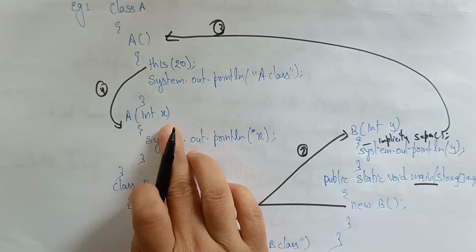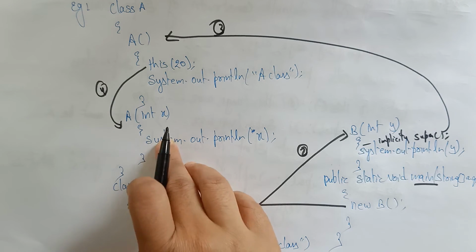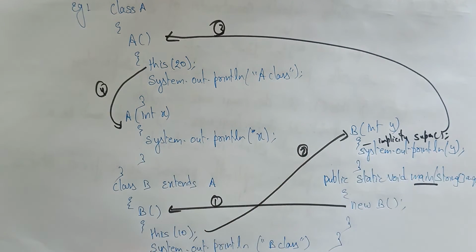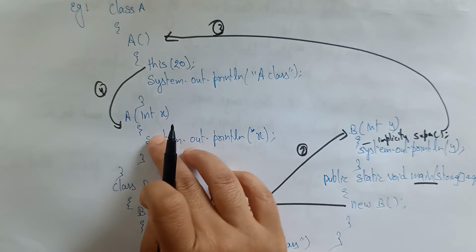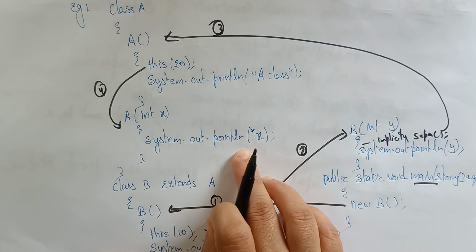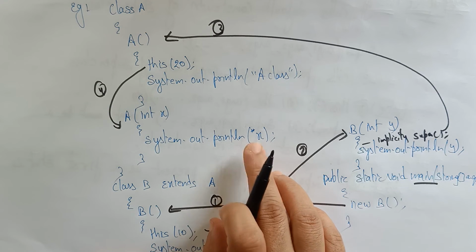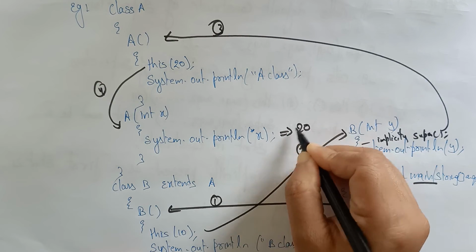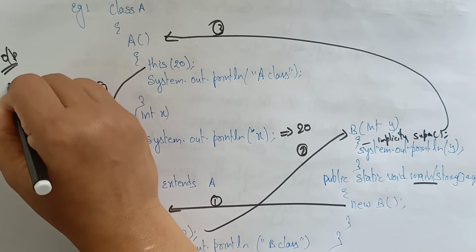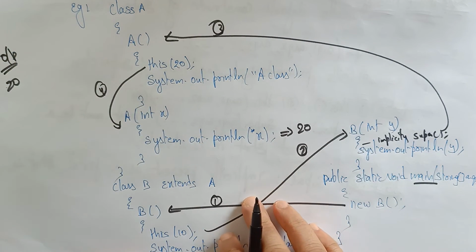This is the fourth statement. Whenever it comes here, within the super class the super keyword is not implicitly present, because this is a super class itself. Here the super keyword will not be present. So first it takes the x value. What will be the x? This 20. First 20 is printed as output.